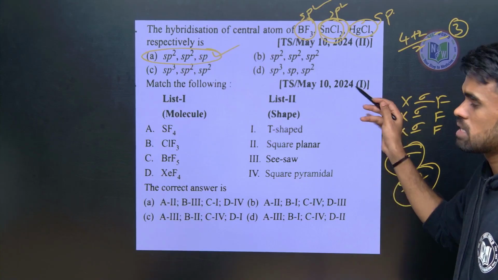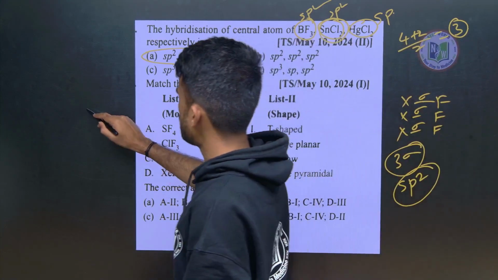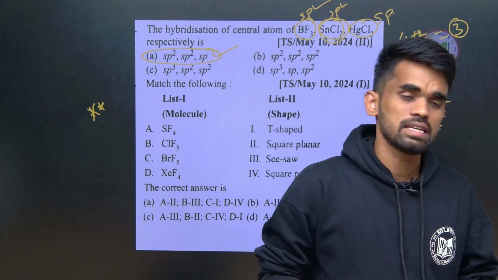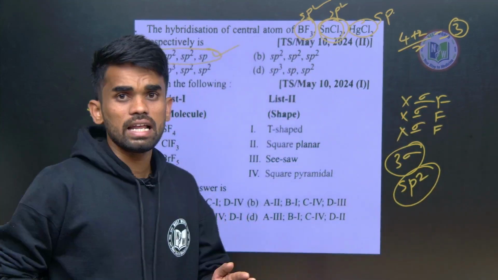For more clarity on this hybridization concept, I have made a very useful video with a very simple and easy explanation on valence shell electron pair repulsion theory.